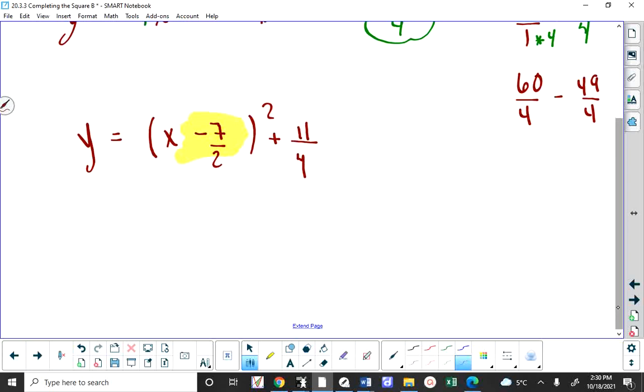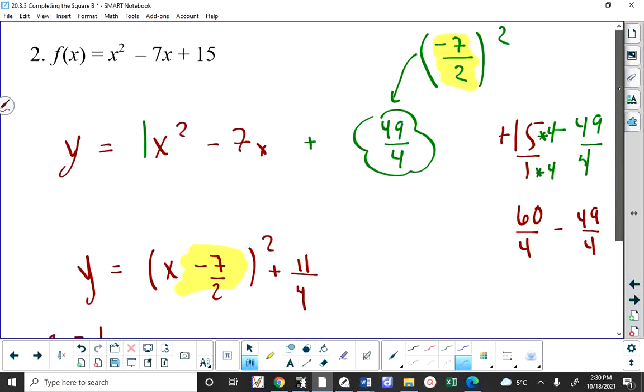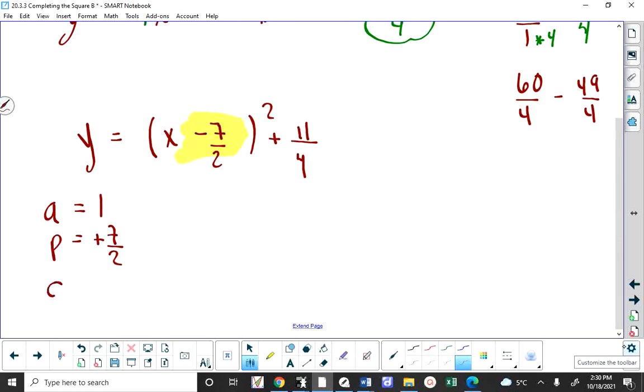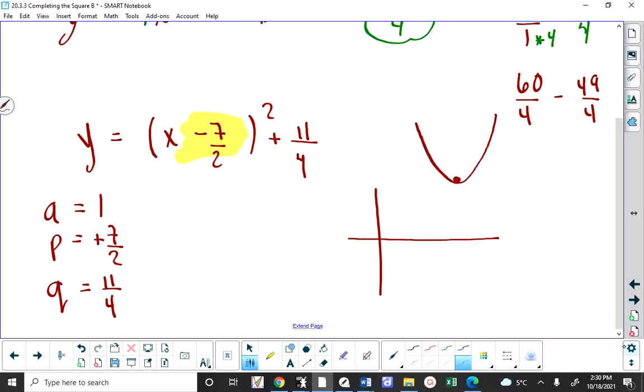The vertex, well, let's write our A, P, and Q just for kicks. A is 1. P is, careful, P is 7 halves. That's a little tricky. Because I focus and fixate and tell you, oh, this thing I've highlighted, that's what goes down with the x. But that thing that we've highlighted is not actually P, it's the opposite of P, because it's x minus P. And then plus Q is 11/4. So the vertex of this is at 7/2, which is 3.5, comma 11/4, which is 2.75. The vertex is there, and it opens up.